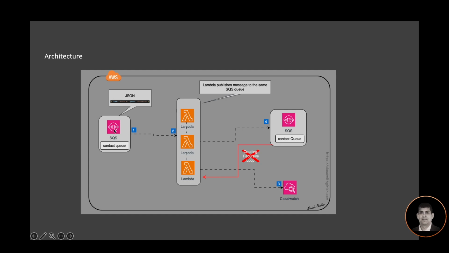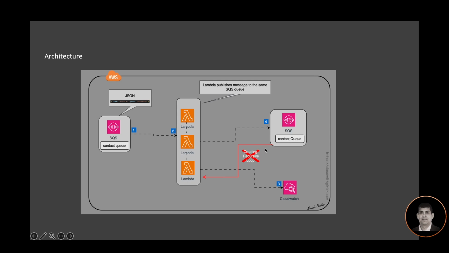We have an SQS queue. This is a contact queue where contact data get dropped. This contact queue has an event mapping with a Lambda function. The Lambda function has the code to process the new message, and then it's supposed to publish it to another destination queue. However, due to a bug, Lambda is publishing the message again to the contact queue.